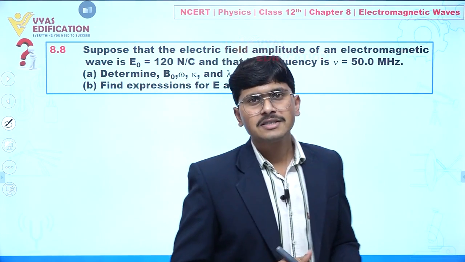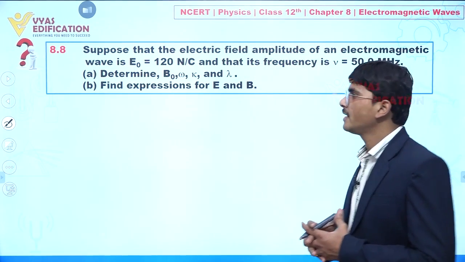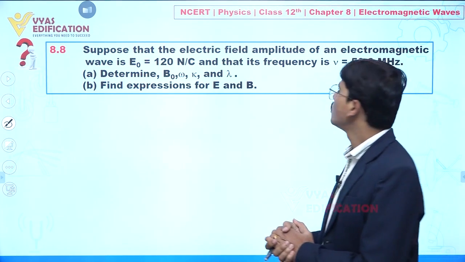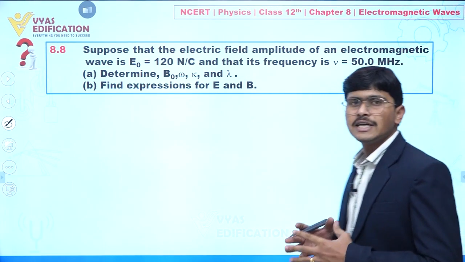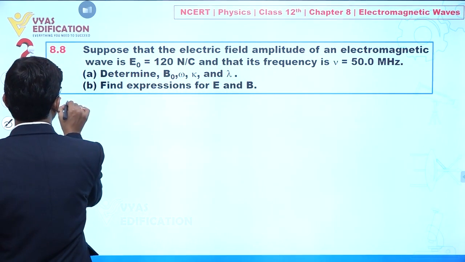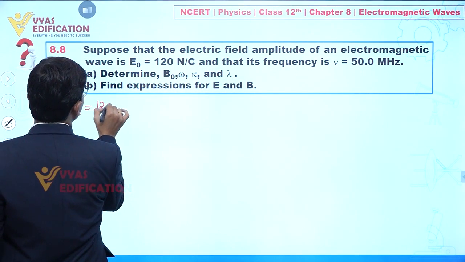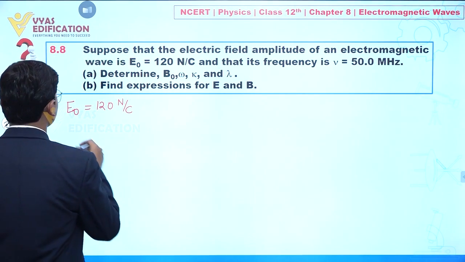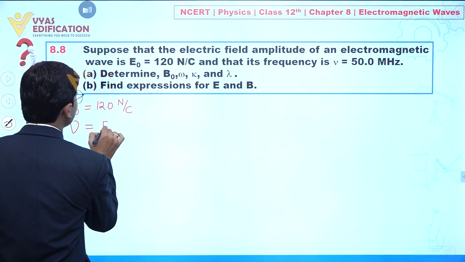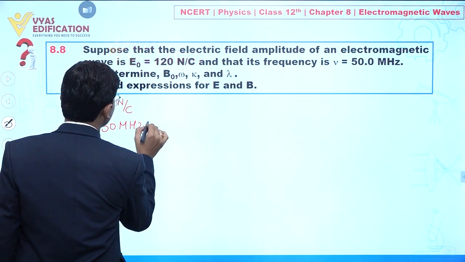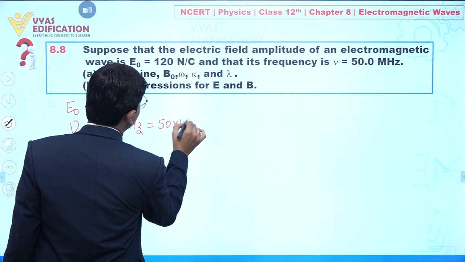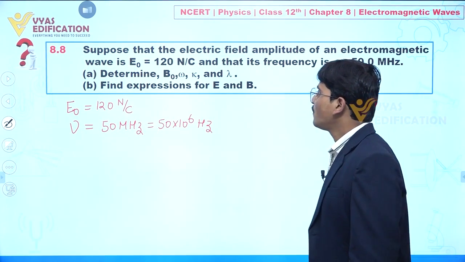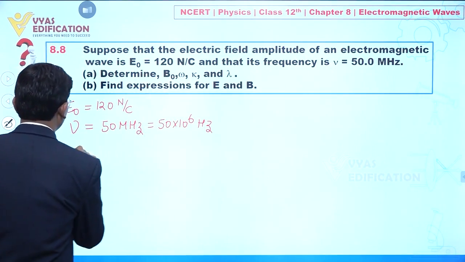Now we are going to discuss question number 8.8, and in this question it is given to you, suppose that the electric field amplitude of an electromagnetic wave is E0 equal to 120 Newton per Coulomb. So E0 is given to you as 120 Newton per Coulomb, clear, and the frequency is given to you, nu, equal to 50 megahertz, clear. This is equal to 50 into 10 to the power 6 Hertz, clear. Now we have to determine value of B0, clear, means maximum value of magnetic field.